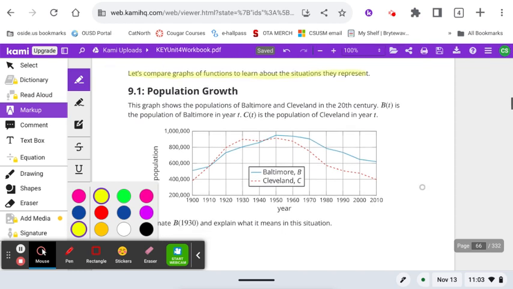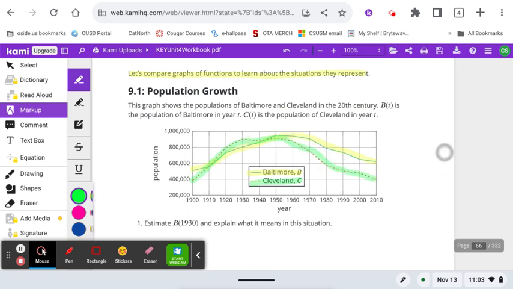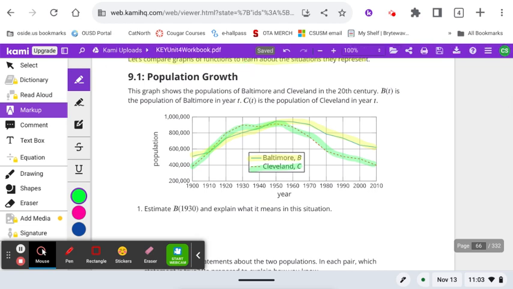Number 9.1 is the population growth. This shows the population of Baltimore. Notice Baltimore is the solid line right here, and then comparing it to the population of Cleveland, which is the dashed line right here. We're going to be looking on an interval. First, it says estimate B of 1930 and explain what it means in this situation.